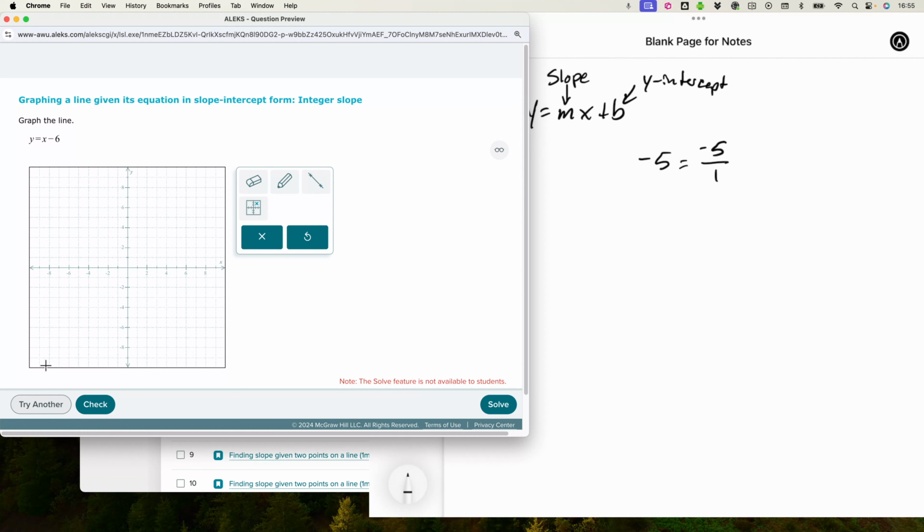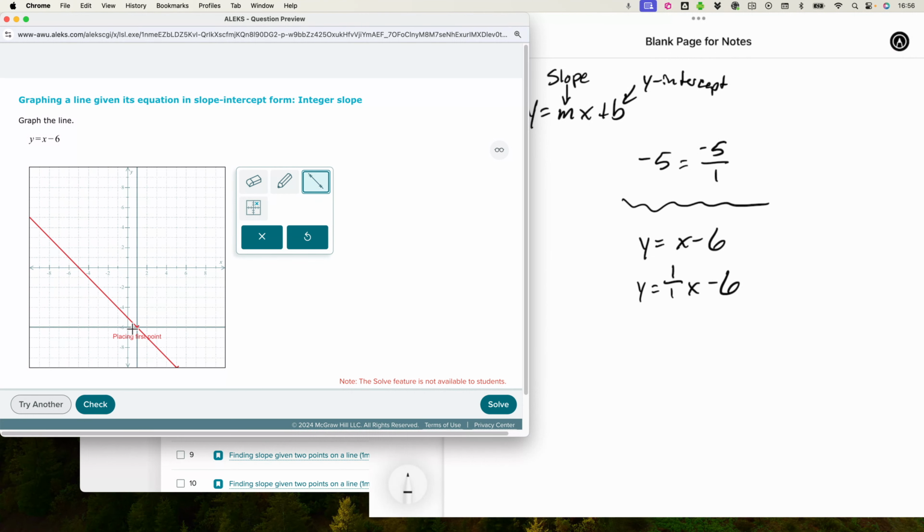This time we have x minus 6, and so let's take a look at this one and make some sense of it before we start to graph it. Y equals x minus 6 is really y equals, that's a positive 1 in front of x, so 1 over 1 x minus 6. So we will begin graphing at negative 6 on the y-axis. Our slope tells us to go up 1 to the right 1.